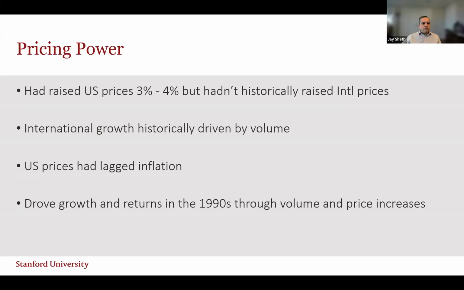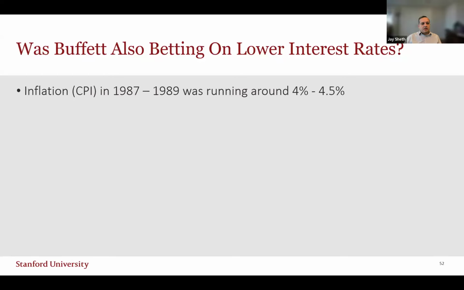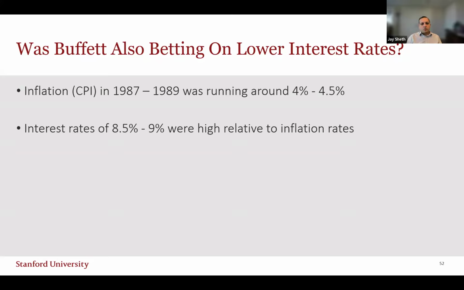And then lastly, was Buffett also betting on lower interest rates? So if you look between 87 and 89, inflation as measured by the CPI was running around 4 to 4.5%. Now interest rates were pretty high; they were 8.5 to 9%. And part of the reason why is the Fed had just won the fight against inflation and was really trying to maintain its inflation fighting credibility. So they kept rates pretty high. This is the end of the last few years of the Volcker Fed and the first few years of the Greenspan Fed. A good rule of thumb is that treasury yields should be like the inflation rate, so 4 to 4.5% plus at most maybe 2% real interest rate, which would imply treasury rates of around 6.5% or more reasonable.